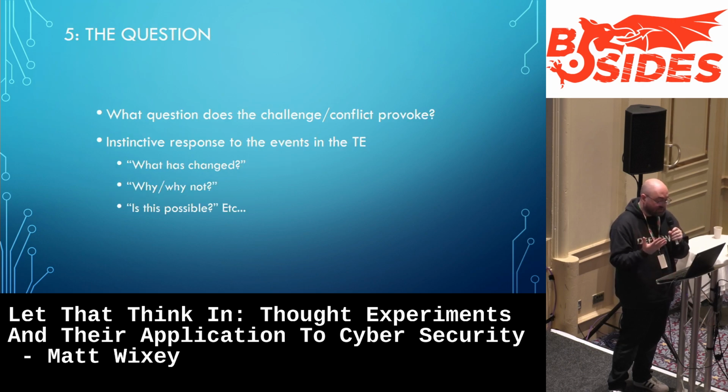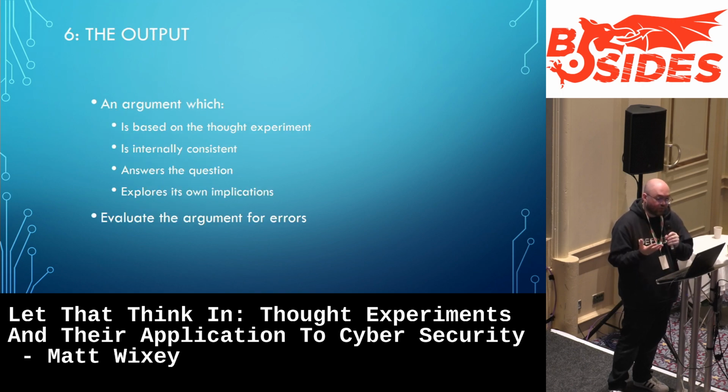And then finally, the question. What question does the thought experiment provoke? So this is things like what has changed? Why or why not? Is this possible? And so on. That's the 5 steps to producing a thought experiment. And then you have a last step, which is the actual output itself, which will be an argument which, based on that thought experiment, tries to answer the question, explores its own implications, and then evaluates the argument for errors as well.